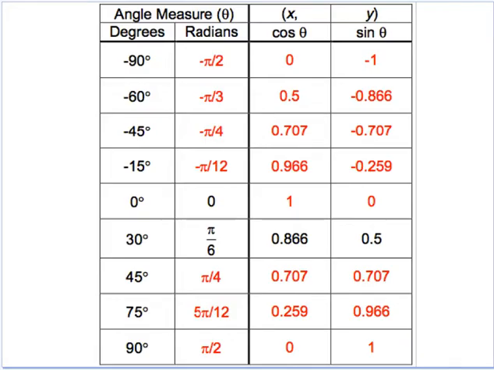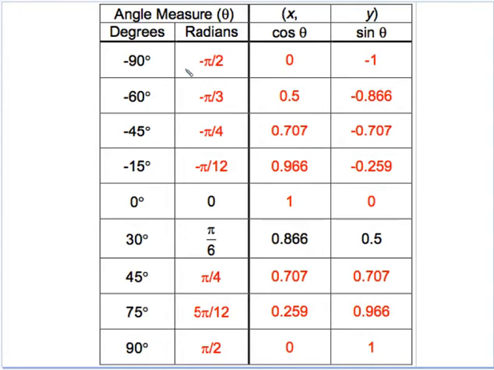Okay, so let's look at our table. Let's say I have negative 90 degrees. I can plug it into my calculator. I can go cosine of negative 90 degrees. As long as my calculator is in degree mode, then it'll give me a 0. Same thing, I could do sine of negative 90 degrees, and I would get a negative 1.